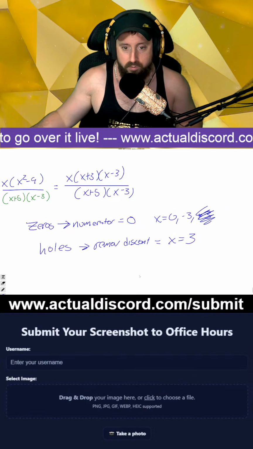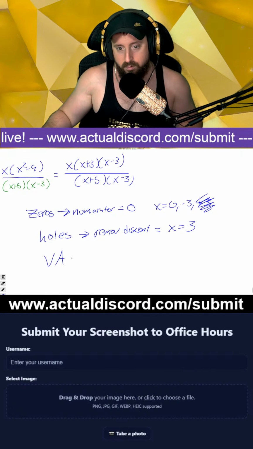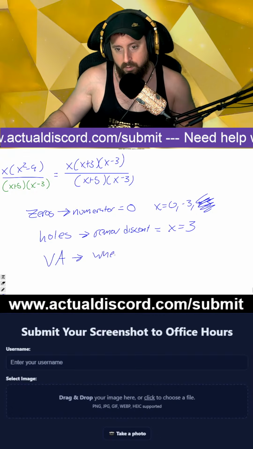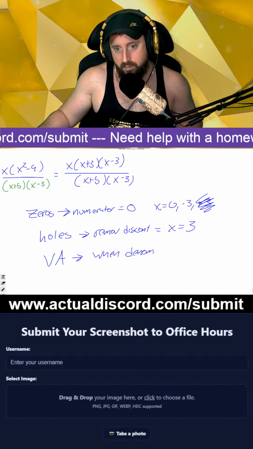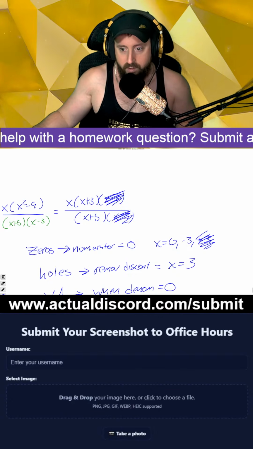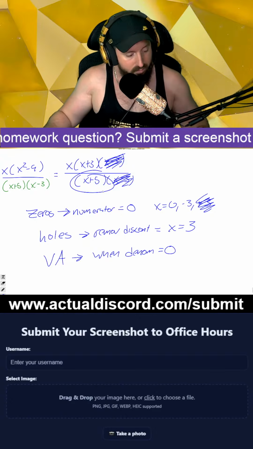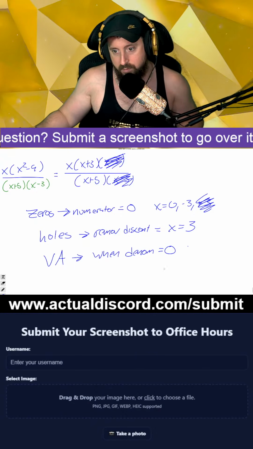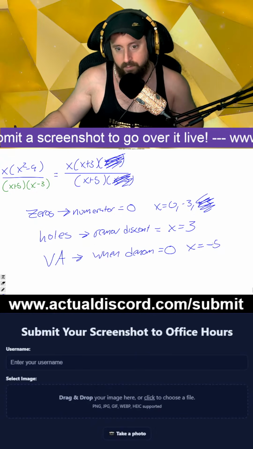Finding vertical asymptotes. So vertical asymptotes occur when the denominator is equal to 0. And then at this point, we don't need to worry about these. And so that only happens at one place. And so that's x is equal to negative 5.